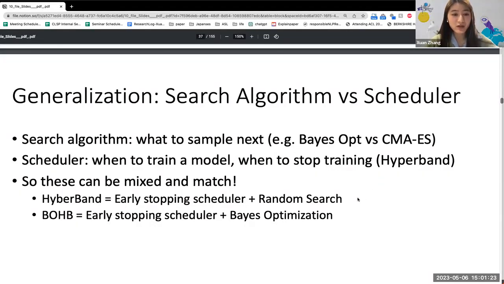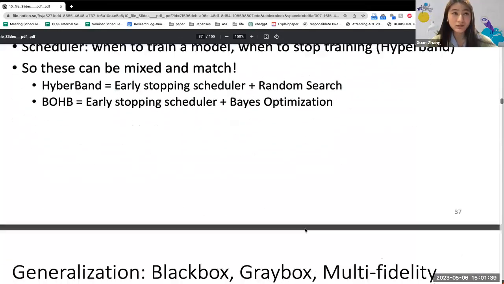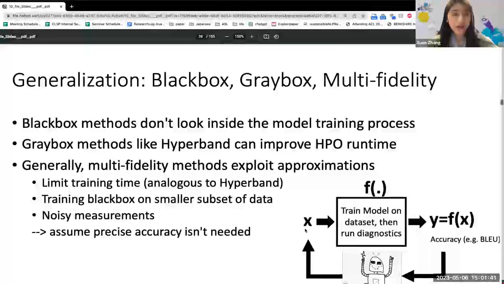So hyperband is actually an early stopping scheduler combined with a random search. Meanwhile, there's another HPO method called BOHB, which blends an early stopping scheduler with Bayesian optimization. Okay. We also have black box methods like Bayesian optimization, which doesn't peek inside the model training process. And in contrast, hyperband monitors and controls the training process, making it an example of gray box methods.